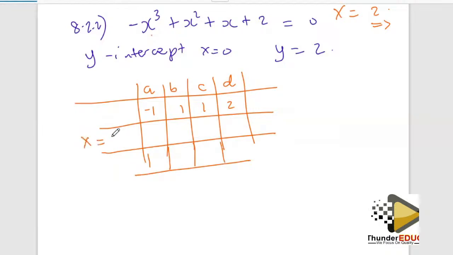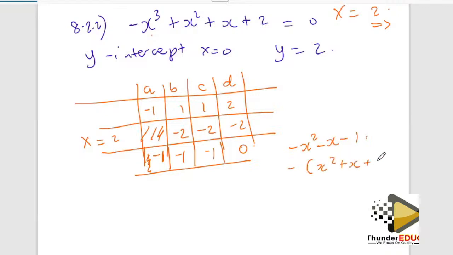So they told us that x is a 2. Shade that off. I have my -1. Then -1 and that's going to be -2. This and that is -1. Going to be -2. This is -1. That and that's -2. That's a 0. Multiplying and adding, which means my result on the quadratic is going to be -x² minus x minus 1. If I take out the negatives, it's going to be x² plus x plus 1.